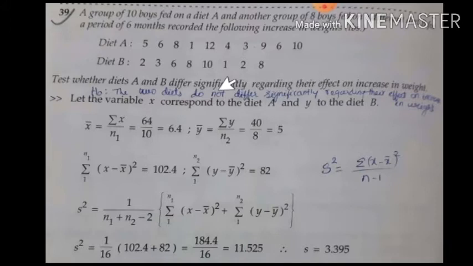Now here let me take a variable X for diet A, and diet B as Y. That is how it is written here. So calculate the mean value of diet A.